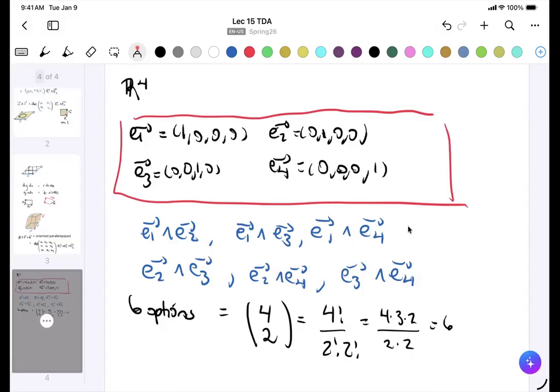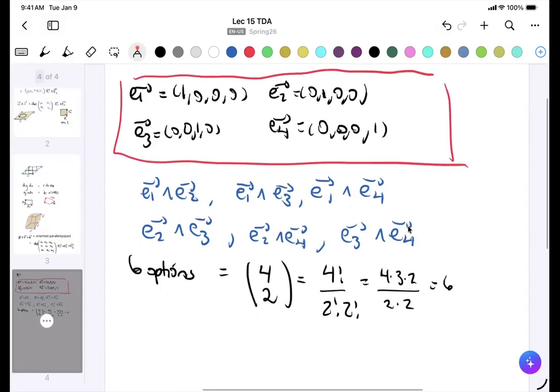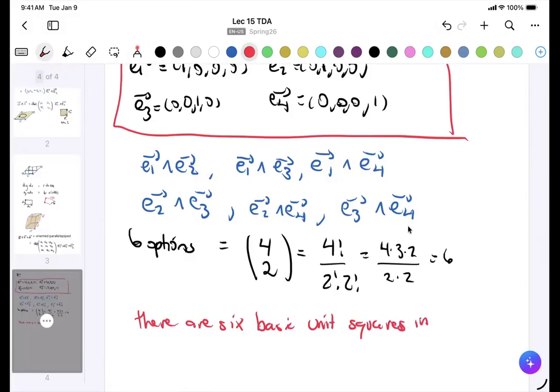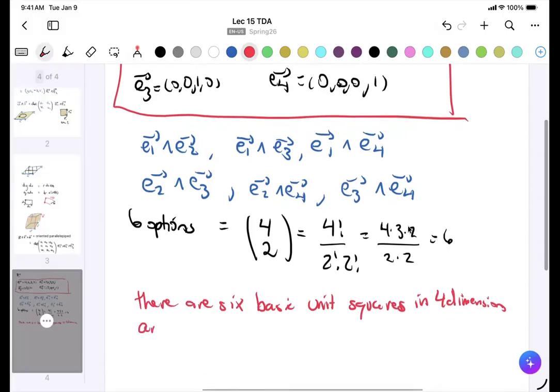So what this means is that there are six basic unit squares in 4 dimensions, and any other parallelogram, if you use a wedge product, can be expressed as a linear combination of these 6 basic ones.